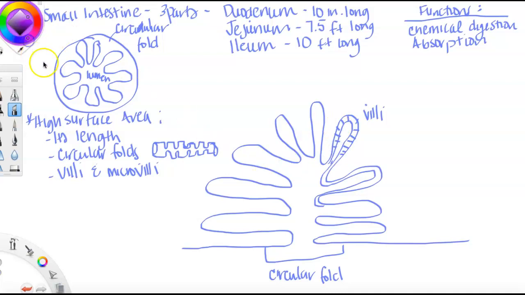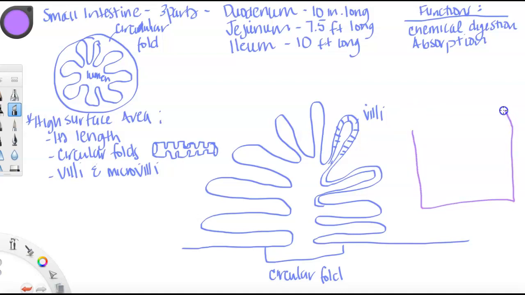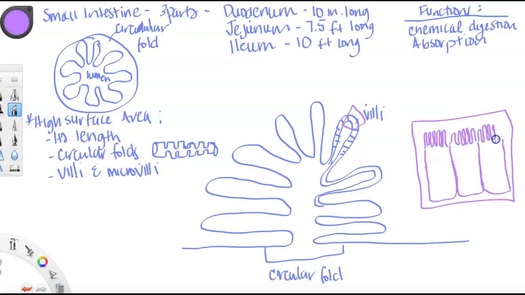And those epithelial cells, if we take a look at those cells, take a look at that here. Those are going to be cells that are simple columnar. So those are going to be long cells, and they're going to be covered with little extensions of their plasma membrane called microvilli.